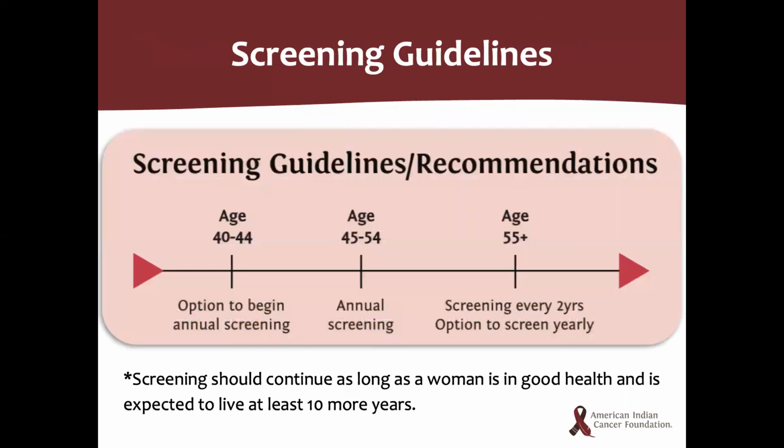And here we have the screening guidelines for average risk patients. There are different screening guidelines for women who may be at a higher risk of developing breast cancer, but for average risk women, they should have the option to begin annual screening between the ages of 40 and 44, continue annual screening between the ages of 45 and 54, and have the option to either screen every 2 years or yearly after age 55. And it's recommended that screening should continue as long as a woman is in good health and is expected to live at least 10 more years.